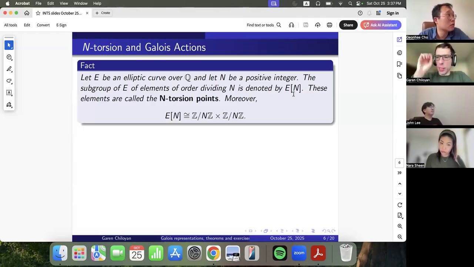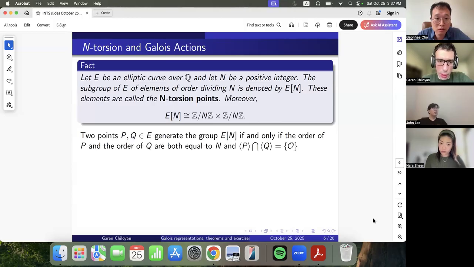So the next thing is the whole reason why this Galois group is so important. Sorry, let me just say very quickly, this E bracket N group, let me give you an idea of how I think about it. You will always be able to find 2 points, P and Q in E, both of which have order N. And another important thing is the group that it generates.